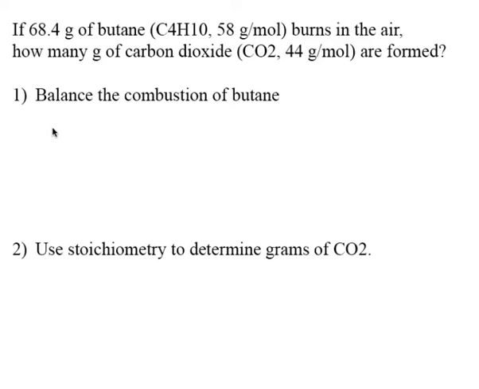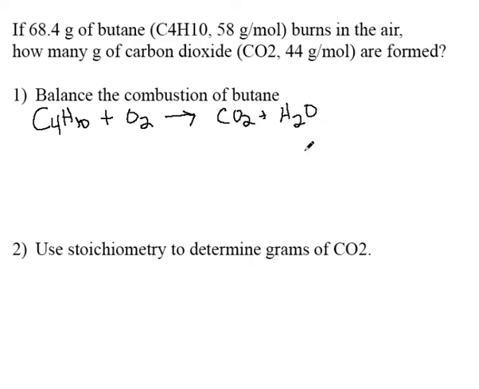In order to balance the combustion reaction, we'll start by writing the reactants and products of combustion. Our reactant is butane, C4H10, and of course in combustion the other reactant is always oxygen. Since it's burning in the air, there's enough oxygen for the reaction to take place, so we assume that there's excess oxygen. The result of this combustion is that we form carbon dioxide and water.